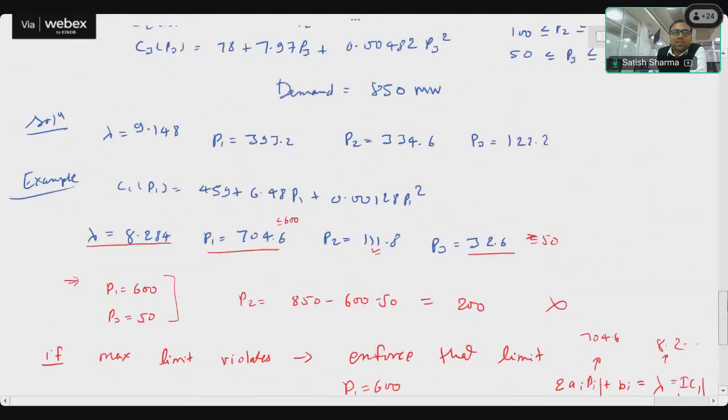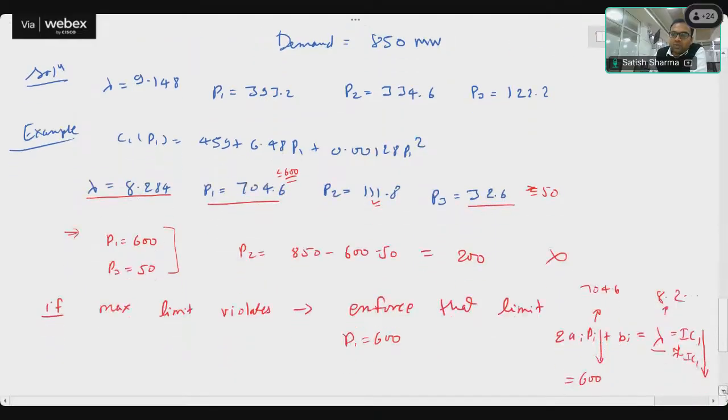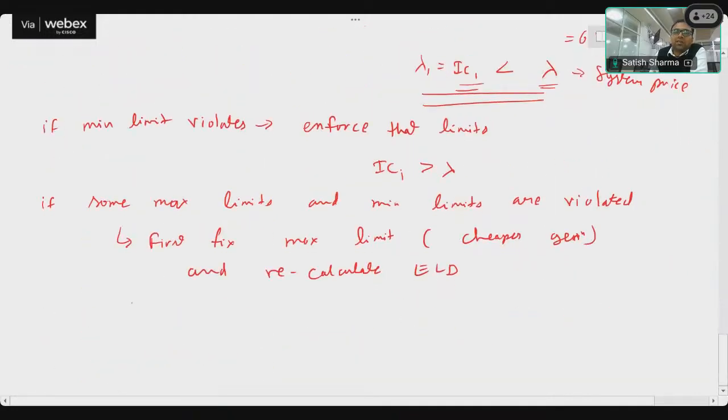certain production changes. Let's say instead of this, roughly around 104 megawatts more is being produced by this generator, and if I enforce this 600 limit, this 104.6 megawatt has to be produced by P2 and P3. So we have to re-dispatch everything and recalculate everything. We should basically enforce only the maximum limit if this is happening, then recalculate again and check for that, and this is how we solve it.